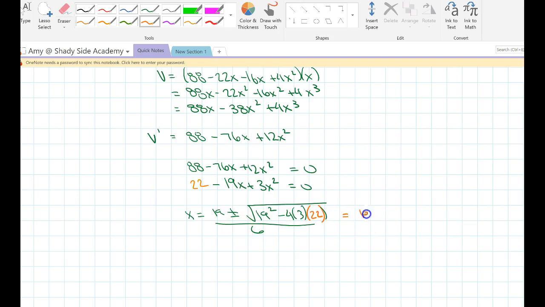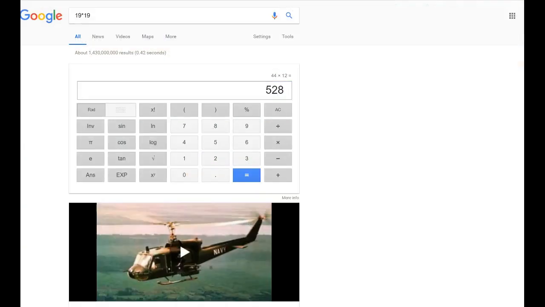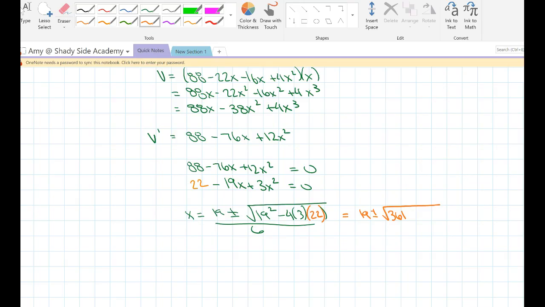If this was 19 plus or minus the square root of some number, I think 19 squared, is that 361? I think it's 361. Am I right? Let's check that. Hold on. 19 times 19. Is 19 times 19 361? Oh my gosh, that's amazing. So 361 minus, let's see, what's 12 times 22?